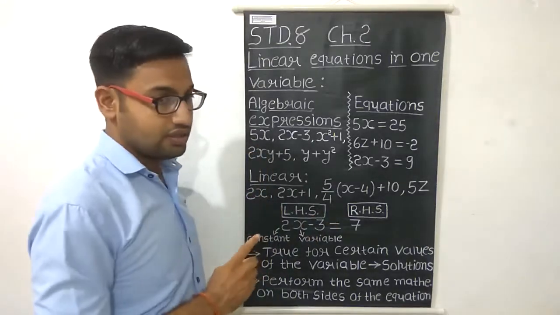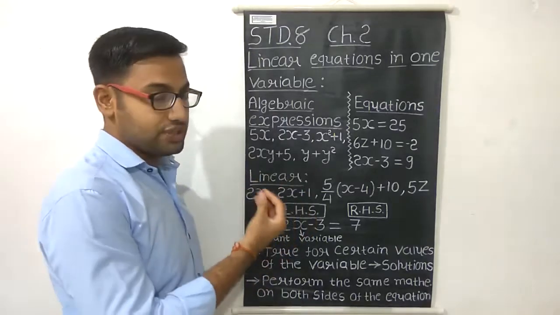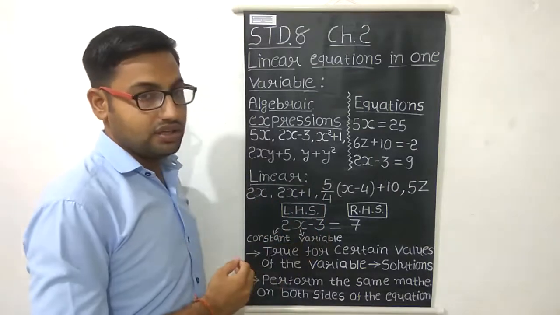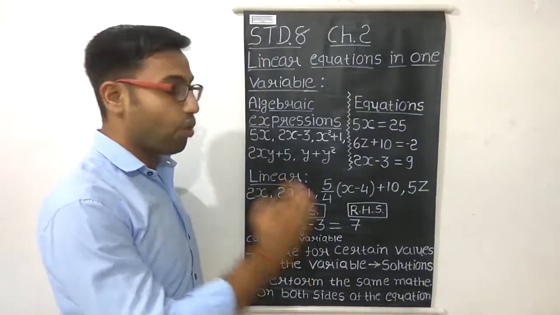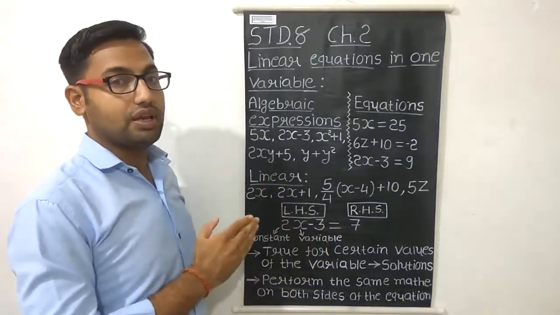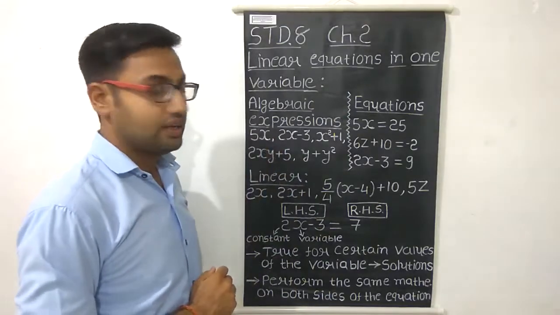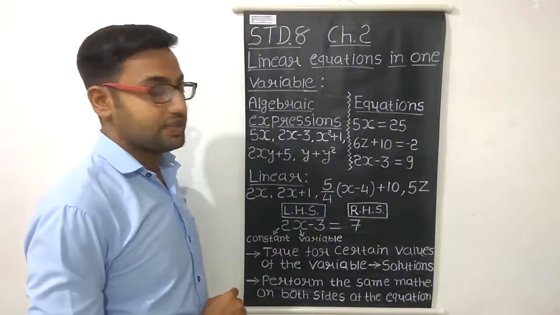Expressions mean to express some quantity. If we want to express the temperature or pressure or the speed, a quantity which is not constant, we can express that quantity in terms of a variable, and that is called an algebraic expression, right? So all these are algebraic expressions.